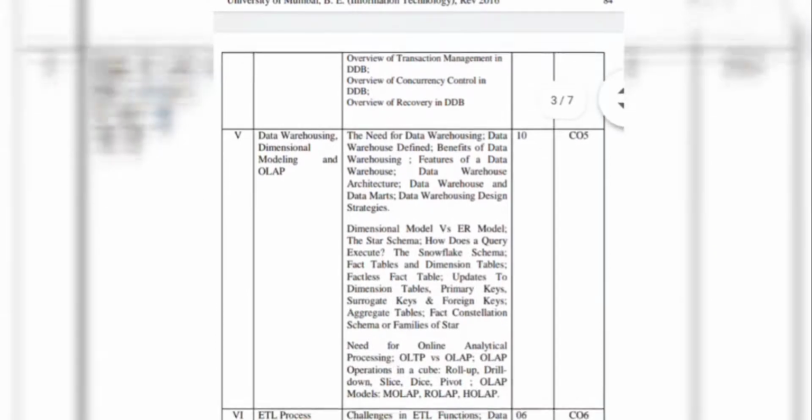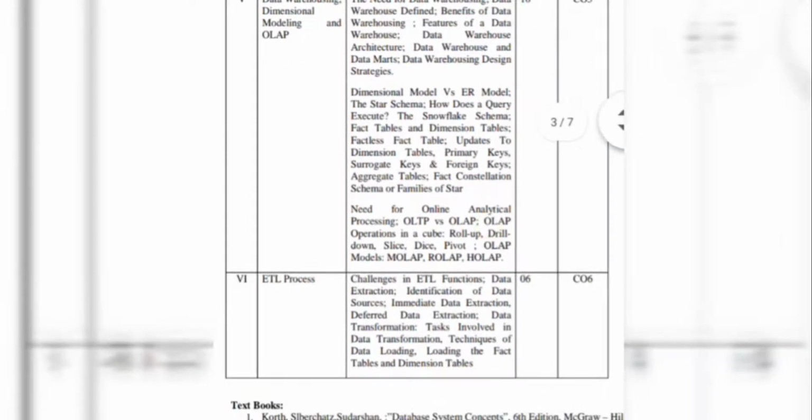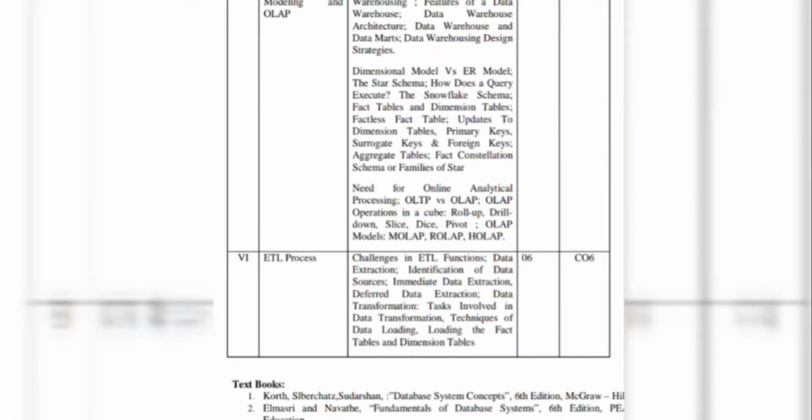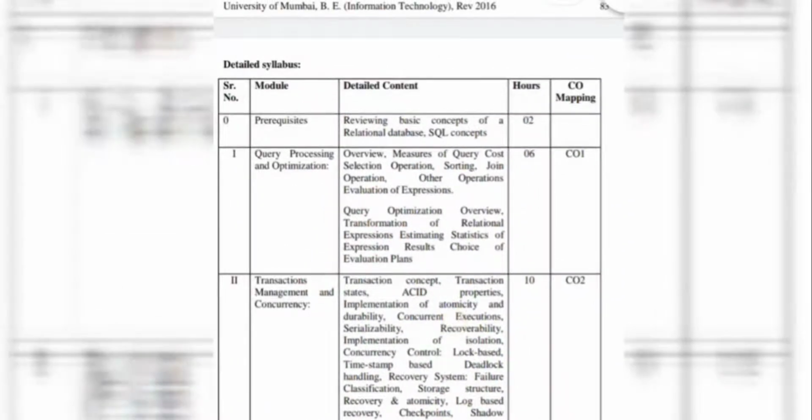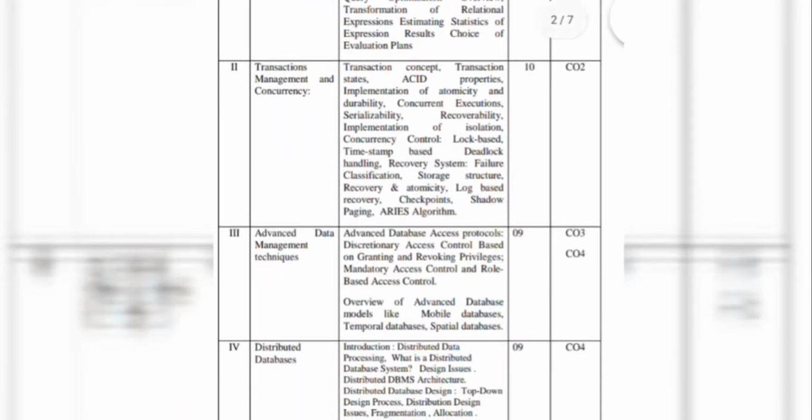Okay. And you can see the last two modules are data warehousing and the ETL process, ETL functions and the other parameters. The fifth module is related to data warehousing, dimensional modeling and OLAP. Particularly, module number 5 is related to OLAP and module number 6 is related to ETL. So what do you mean by OLAP and what do you mean by ETL? That we are going to study in great detail. Don't worry. So this is the detailed syllabus of the advanced data management technology.